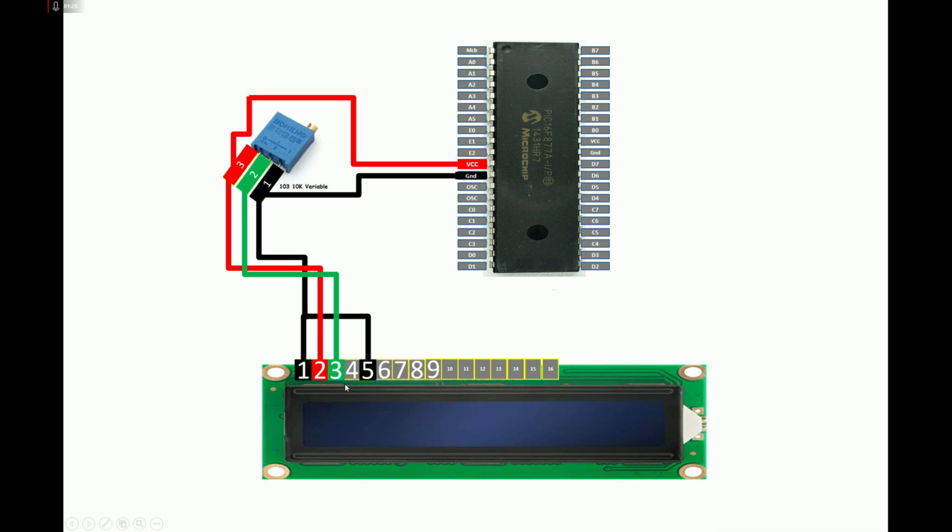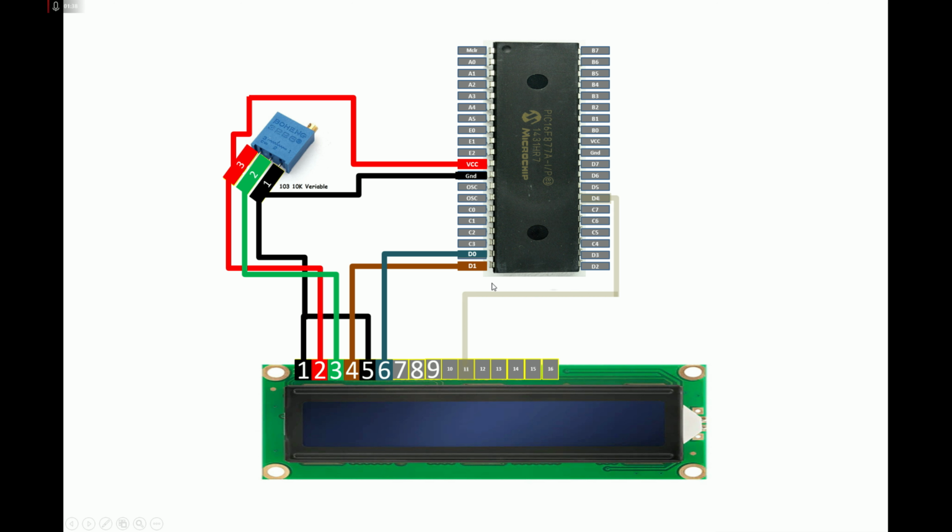Pin number 4 is the RS pin. You can use any available GPIO pin of your PIC to connect it with. So I'm going to use pin D1. For pin number 6 of the LCD, it's the EN pin. I'm going to use D0. Leave 7, 8, 9 and 10. Directly go to pin number 11, which is data pin 4.